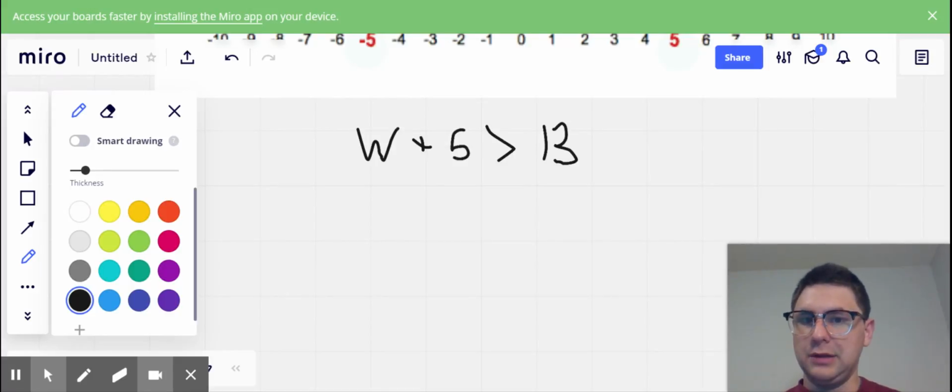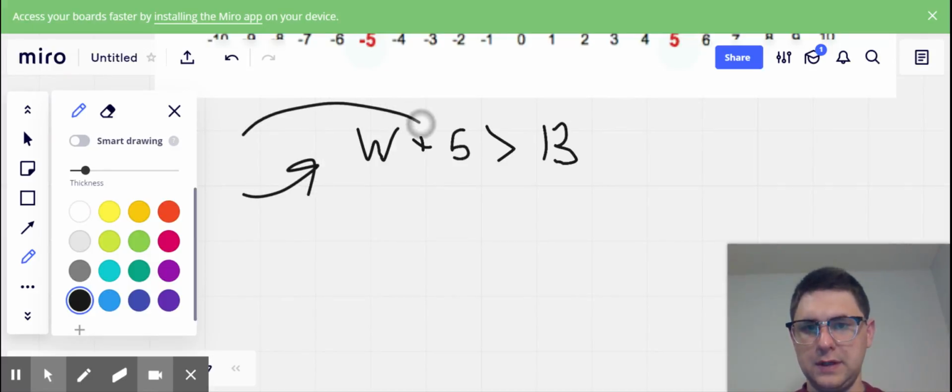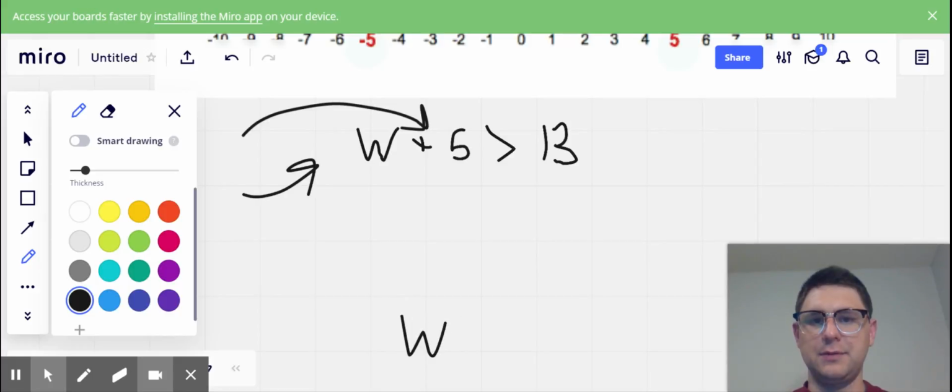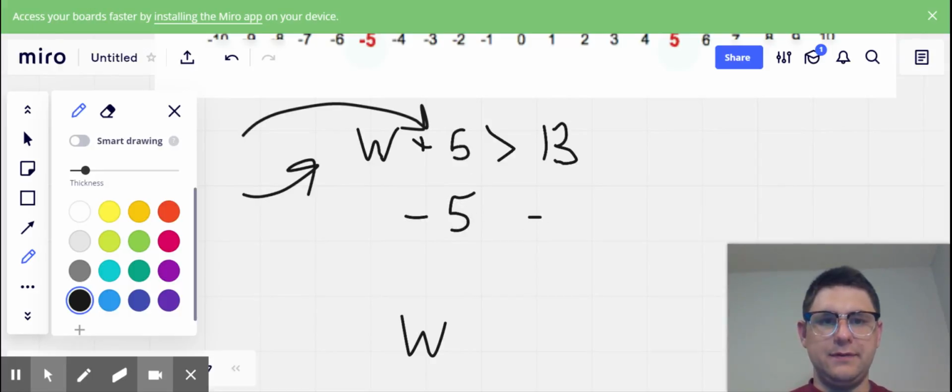I'm going to look at the variable, W, and see what's happening to the variable. It's being added by 5. Then I'm still going to do the opposite of whatever's happening to it to get rid of it, because I'm still trying to isolate the variable, to put it by itself. The opposite of adding 5 is subtracting 5, so I'm going to subtract 5 from both sides.